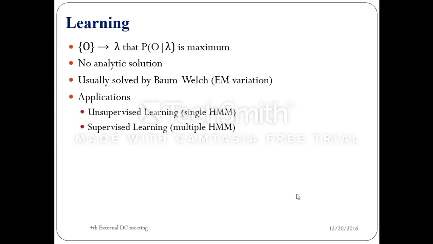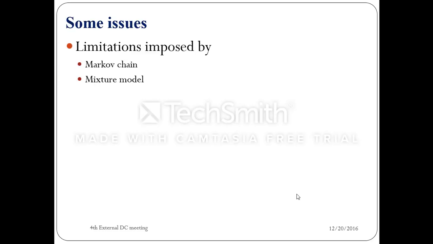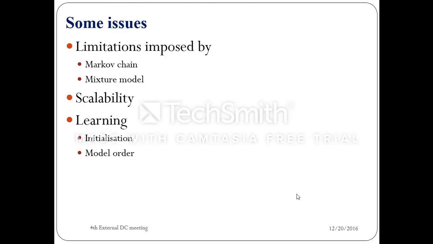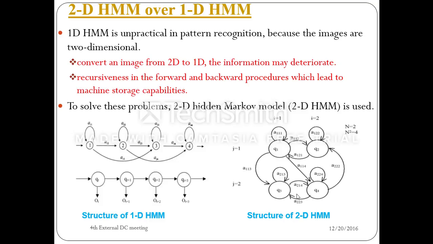This is used for learning, and there are no analytical solutions, usually solved by Baum-Welch variations. Only the equation will part the unsupervised learning and supervised learning using HMM, single and multiple parts for the hand motions. Some issues follow for the Markov chain and mixture model: limitation of inputs, and scalability and learning. So this is a 2D HMM over 1D HMM.